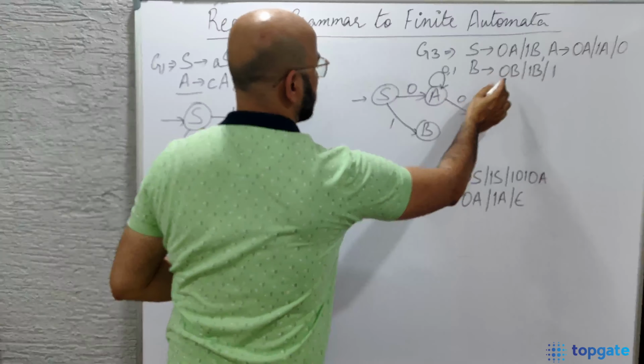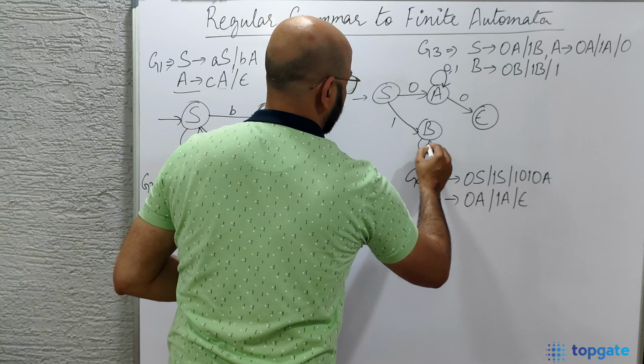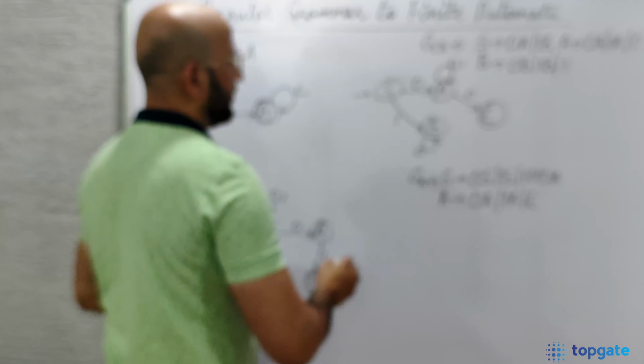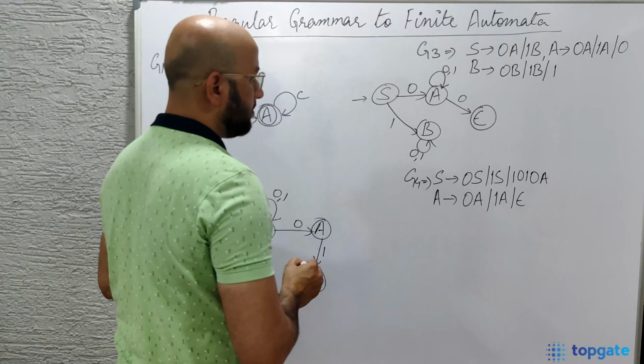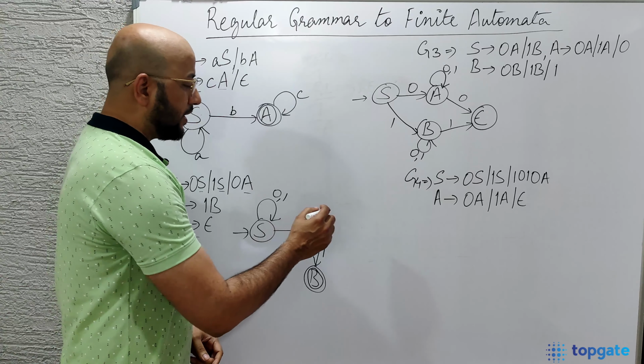B says B tends to 0B. That means it is a self loop, 0B. Then it says B tends to 1B. That means it's a self loop, 1B. Then it says B tends to 1. That means it is a movement to the final state with 1. So this is your required finite automata for this particular grammar. Okay, now let's see the fourth one.